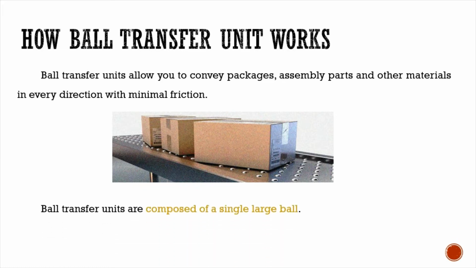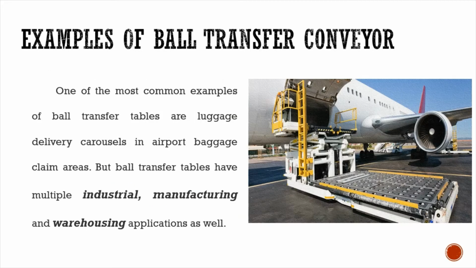Typically, ball transfer units are composed of a single large ball, usually made of steel but sometimes made of plastic or even wood, that is supported by smaller ball bearings. This allows the ball to move omnidirectionally and smoothly. Examples of ball transfer conveyor. One of the most common examples of ball transfer tables are luggage delivery carousels in airport baggage claim areas, but ball transfer tables have multiple industrial, manufacturing, and warehousing applications as well.